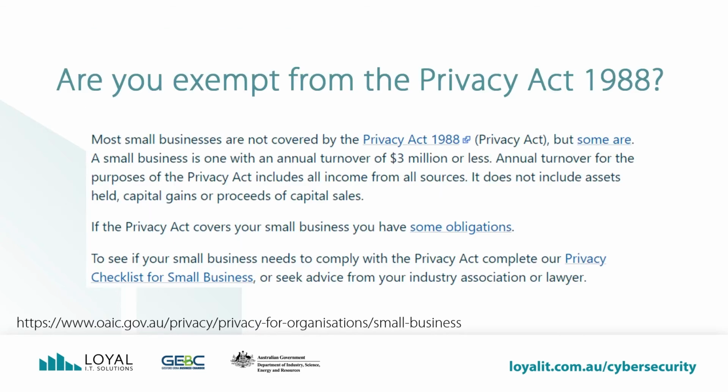Are you exempt from the Privacy Act of 1988, therefore not required to report a data breach? Most small businesses are not covered by the Privacy Act of 1988, but some are. A small business is one with an annual turnover of $3 million or less. Annual turnover for the purposes of the Privacy Act includes all income from all sources. It does not include assets held, capital gains, or proceeds of capital sales. If the Privacy Act covers your small business, you have some obligations. To see if your small business needs to comply with the Privacy Act, complete our privacy checklist for small business or seek advice from your industry association or lawyer.